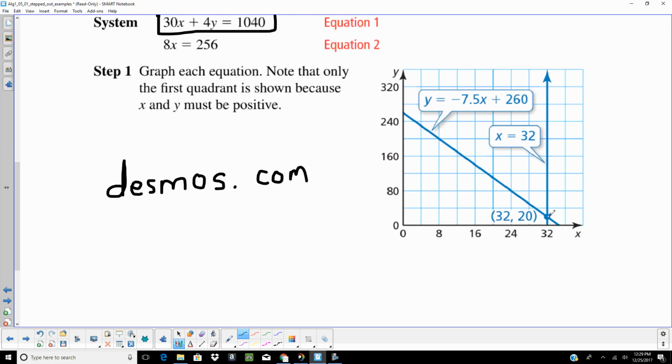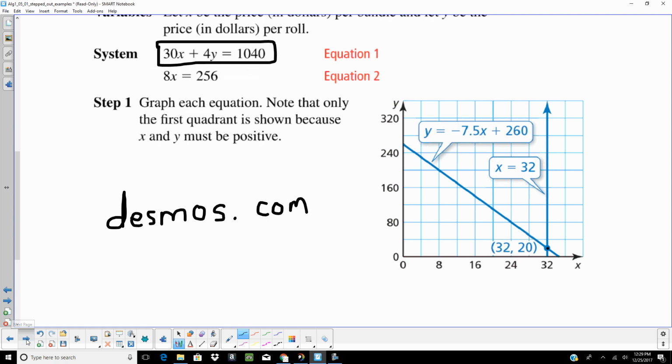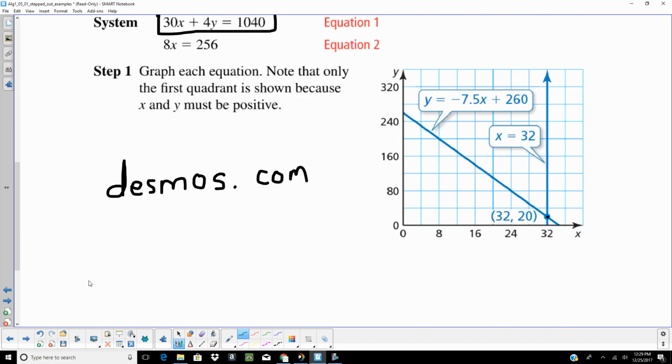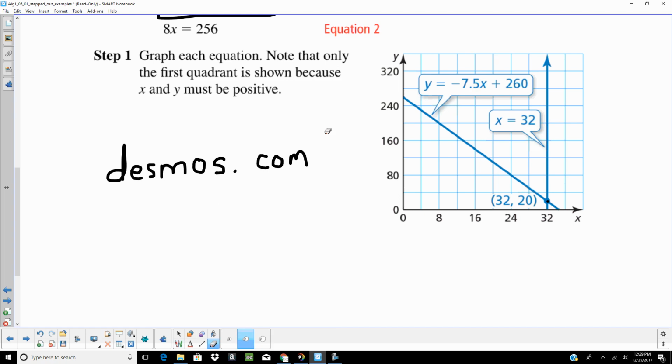So then you just have to find that point of intersection. It's (32, 20). Oops. Didn't mean to do that. What I meant to do was erase that.